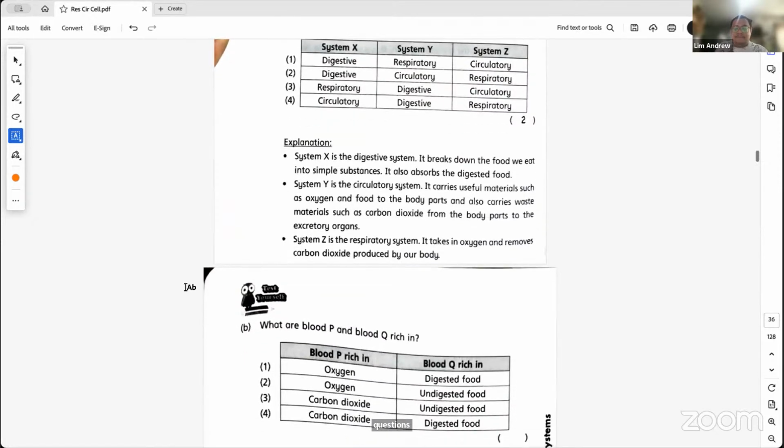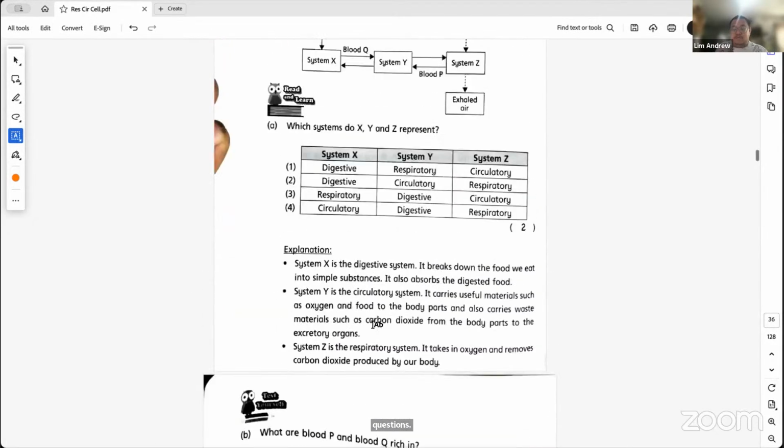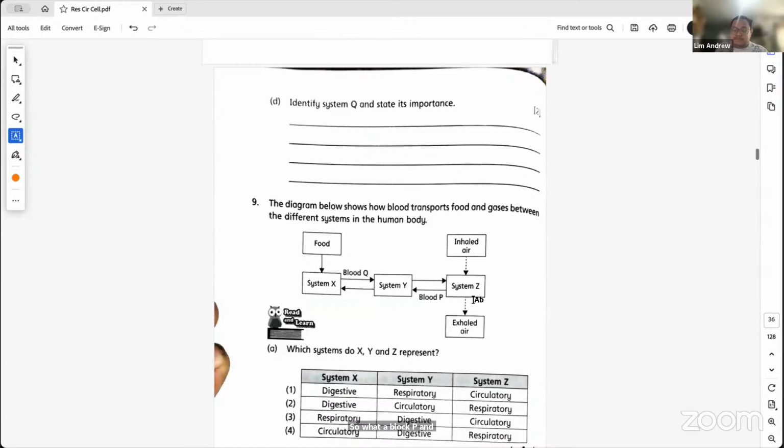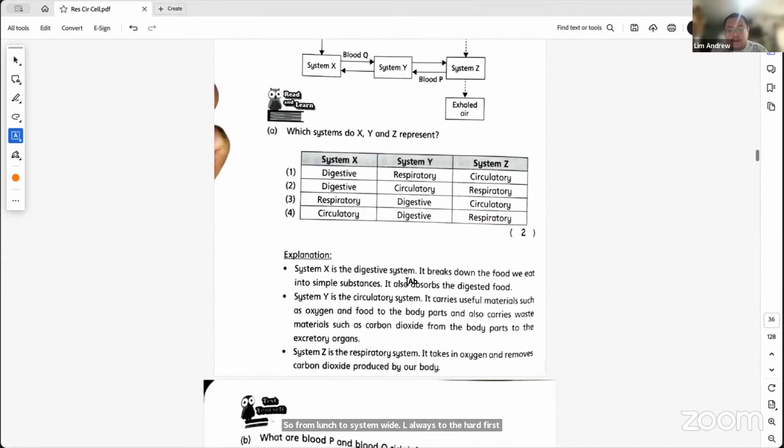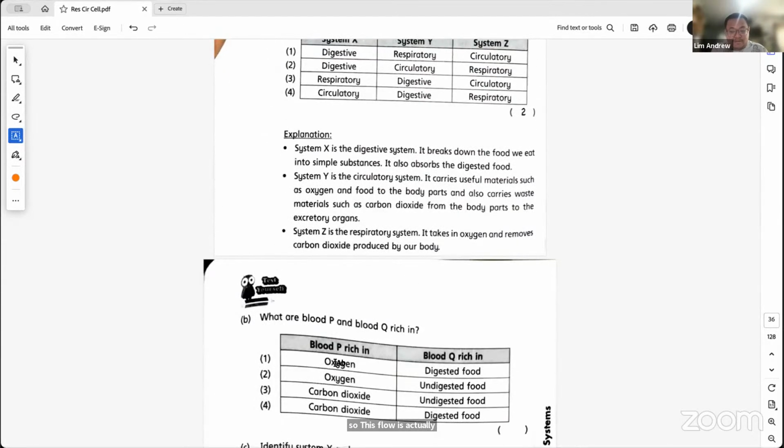So what are blood P and blood Q rich in? Where is blood P? Blood P is from system Z to Y. Q is from X to Y. We know that system Z has air involved. When you have air involved, the system is the respiratory system, the lungs. So from lungs to system Y, lungs always go to the heart first. So this flow is actually rich in oxygen. Therefore, its answer is either 1 or 2.